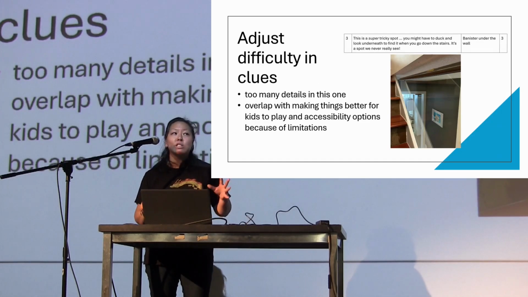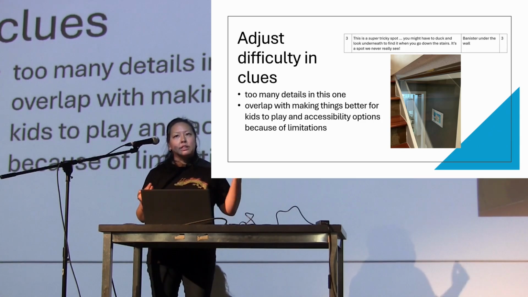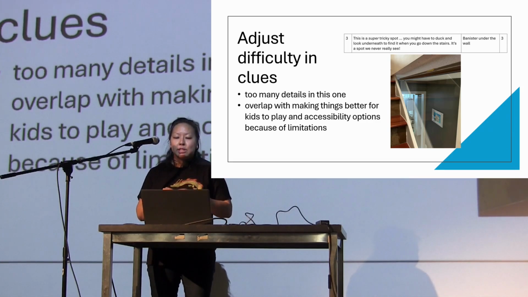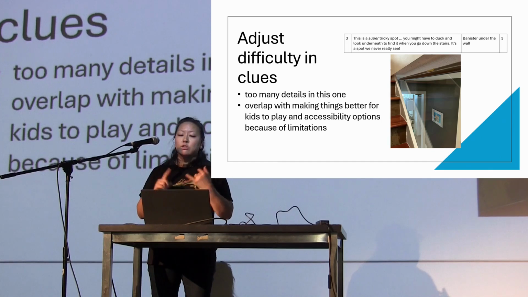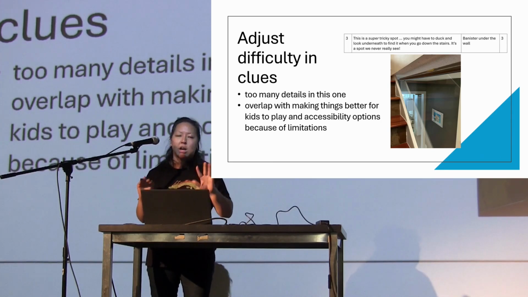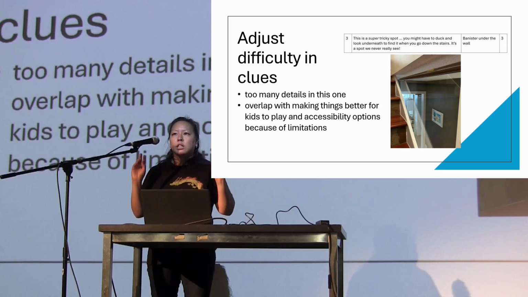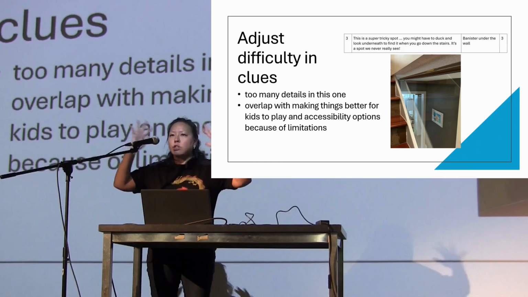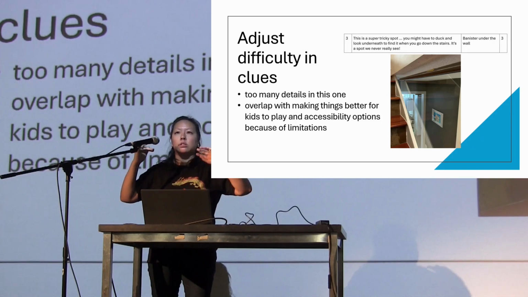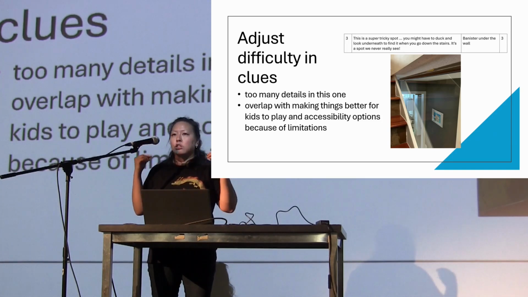I had one spot that was just way too tricky for them. And you, with your sharp eyes, can see where the clue is. It's in yellow. Oh, thank you for nodding. You got it. So the problem with this was that this is a super tricky spot. You might have to duck and look underneath to find it when you go down the stairs. It's a spot we never really see. They couldn't visualize the spot at all. So I learned there are too many details in this one.